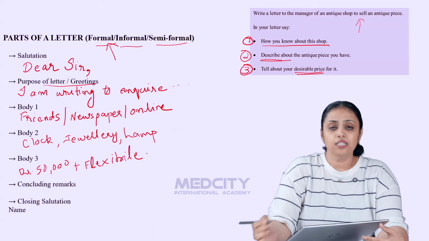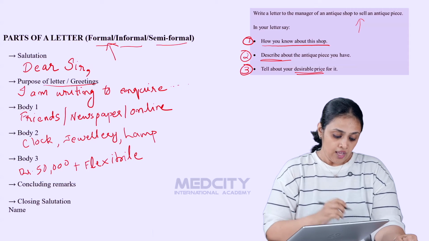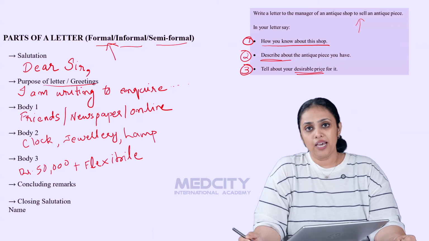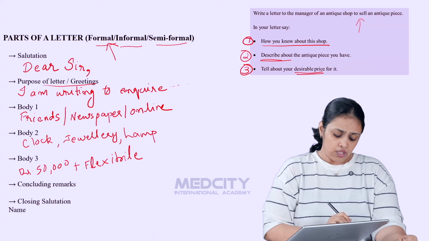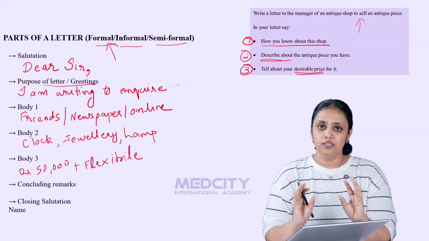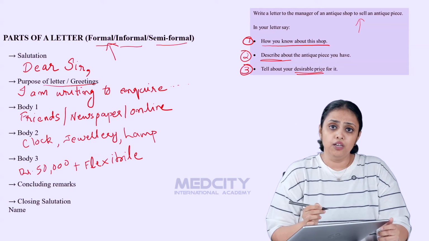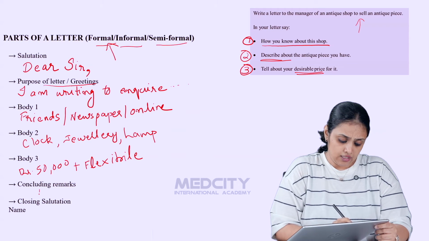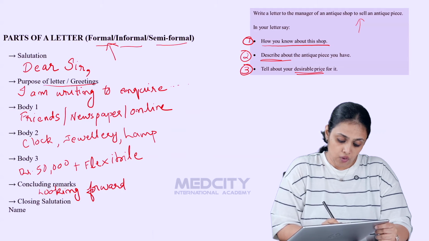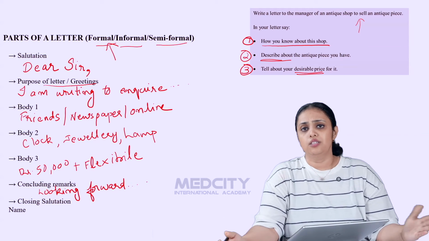Try being polite and just accommodate that aspect of flexibility as well, that you'll include in body paragraph 3. Now, concluding remarks means you are just winding up your letter with a concluding paragraph. So how can you say that? Since this is a formal letter, you can say something like, looking forward to a favorable reply, a favorable response from your end, something of that sort.